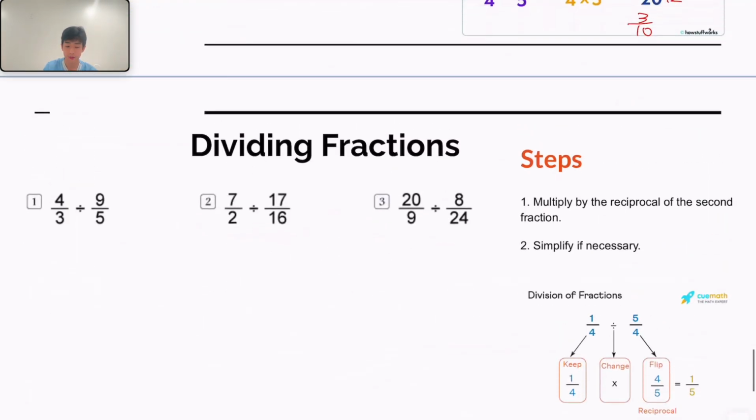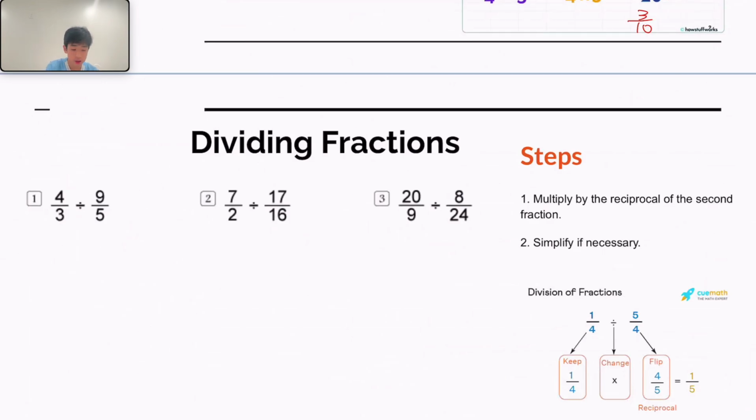Dividing fractions here. When dividing fractions, you want to convert it into multiplication. So basically, you just multiply by the reciprocal of the second fraction, and simplify if necessary. The reciprocal simply means you flip the numerator and denominator of the second fraction. So in this case, 1 over 4 divided by 5 over 4 will become 1 over 4 times the reciprocal of 5 over 4, which when you flip it just becomes 4 over 5. You simplify 4 and 4 out, and this is just 1 over 5.